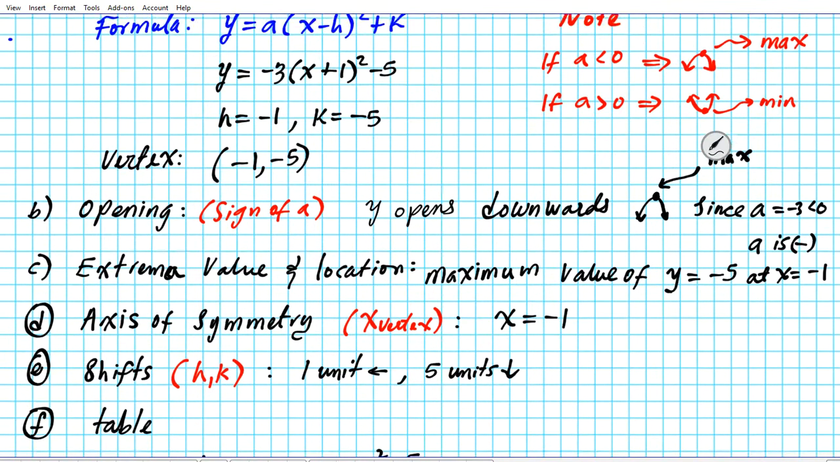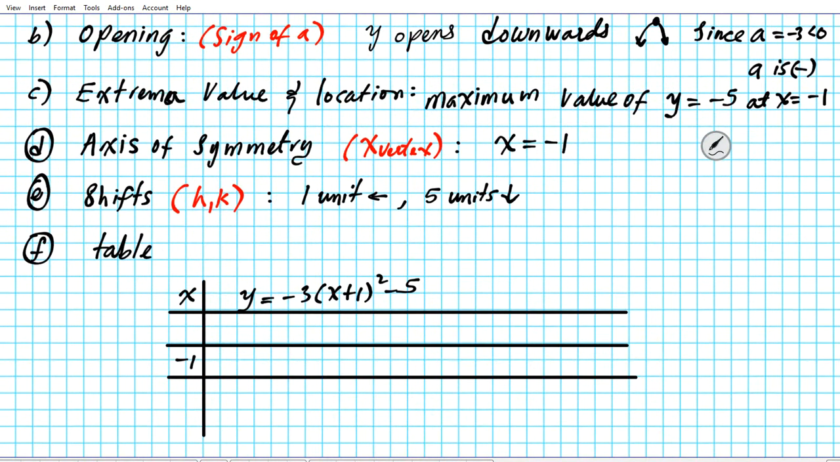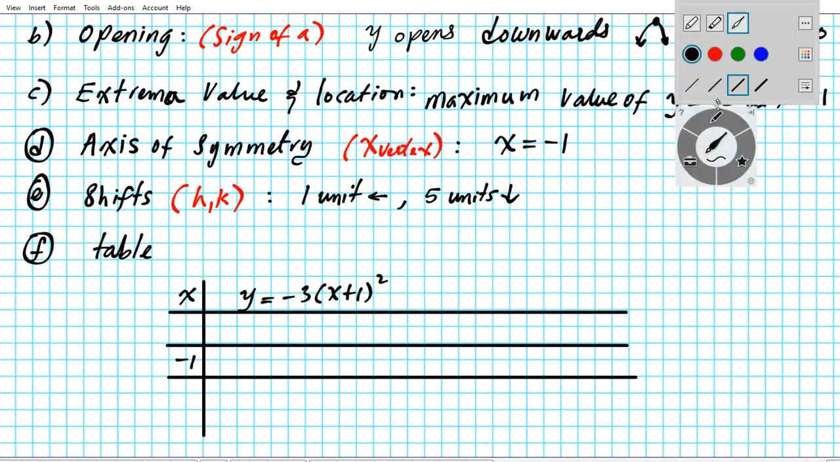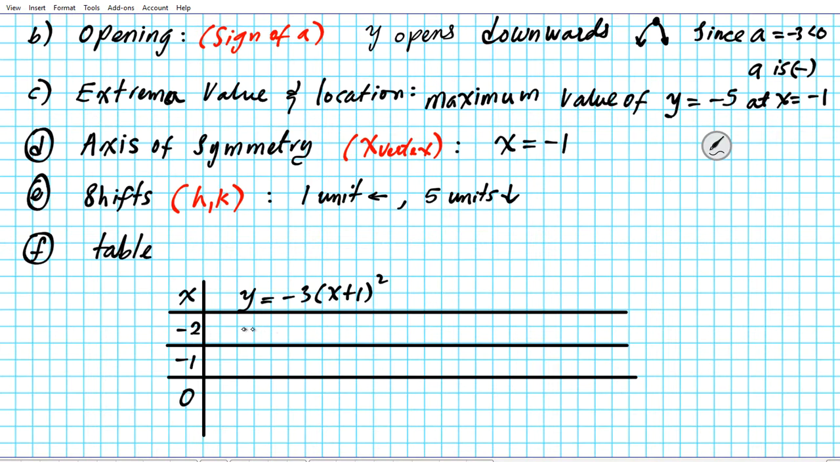Let me check it again to make sure. Okay, looks good. Alright, now what we're going to do is determine the output values with these specific x values that we select. Well, what are they? We're going to pick a number before -1, which is -2, and a number after it, which is 0.